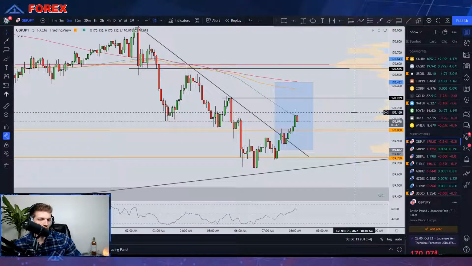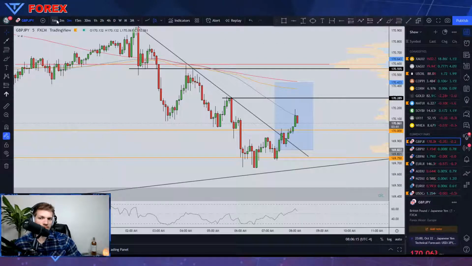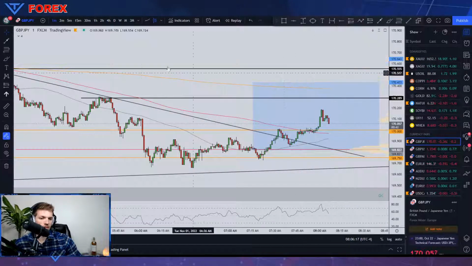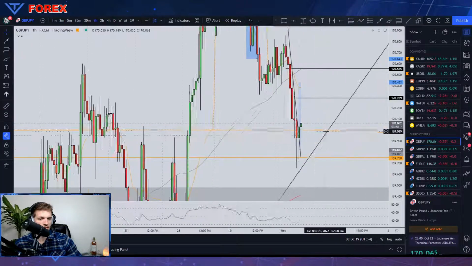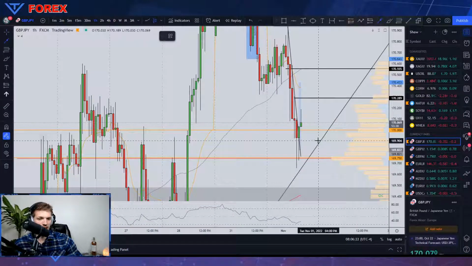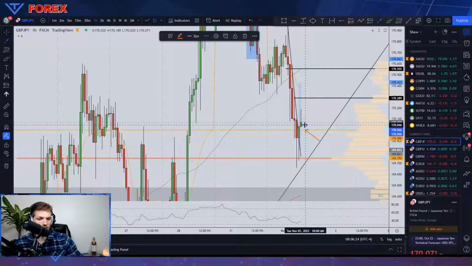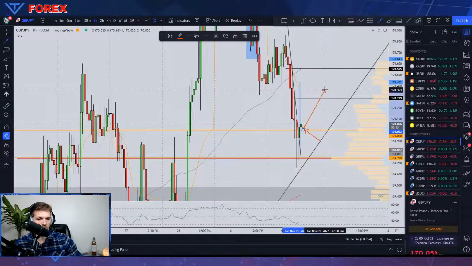I still think pound yen's going to come down to retest 170. Waiting on it. And then we'll get that continuation on out of here. Because then that'll give us that nice hourly lower wick retest to 170. And then we'll start flipping bullish again.